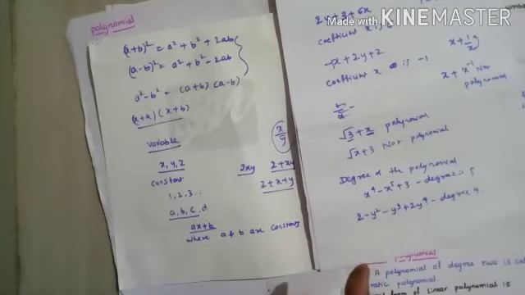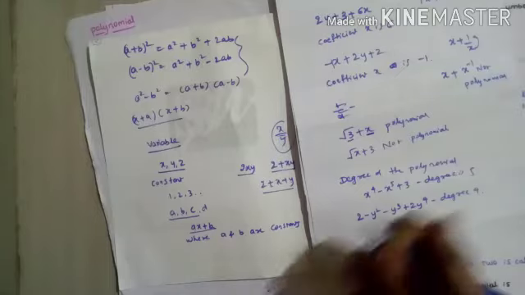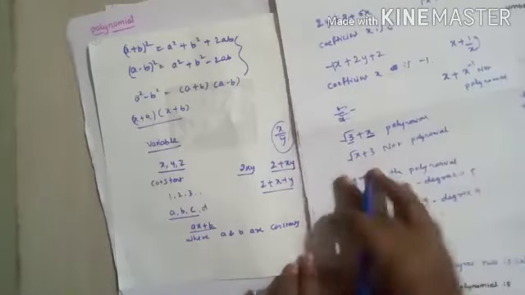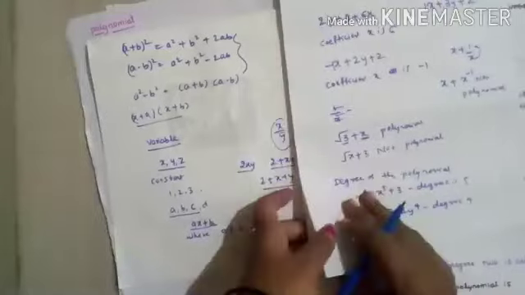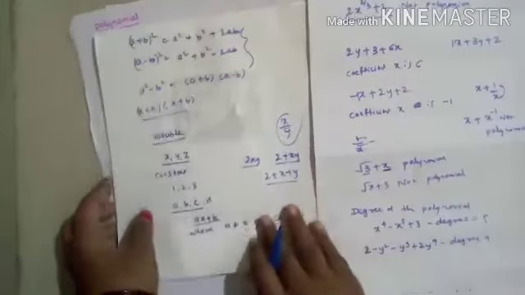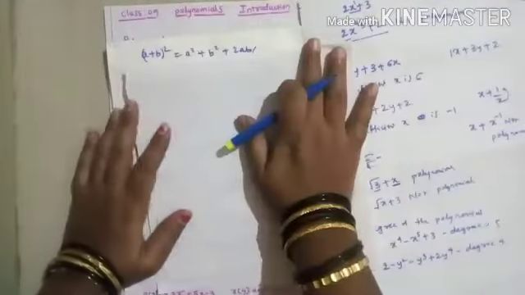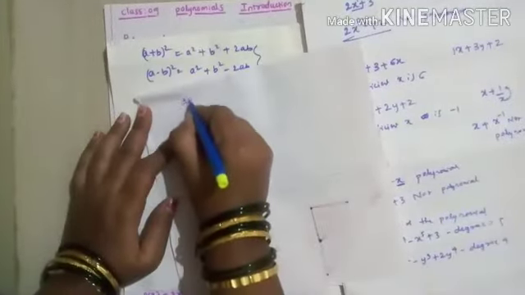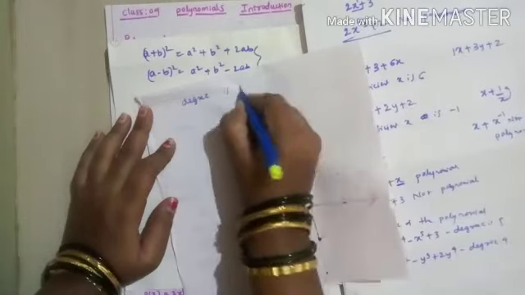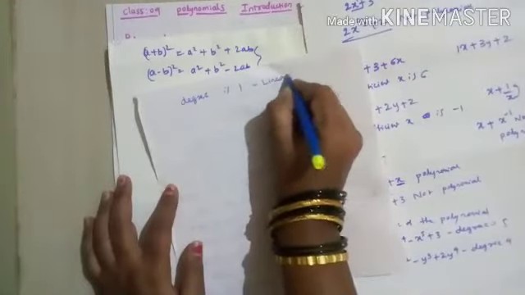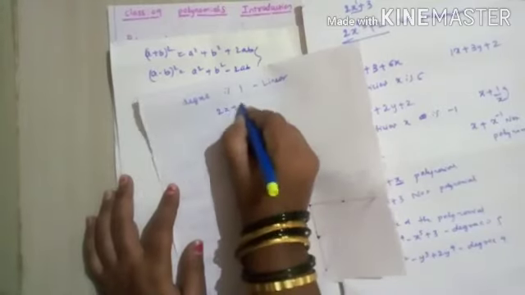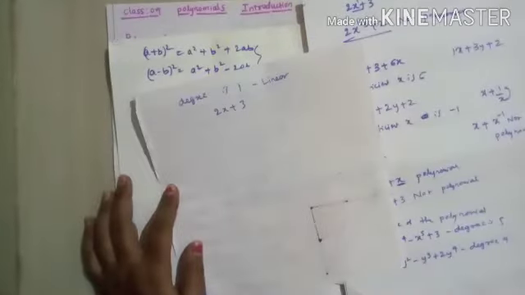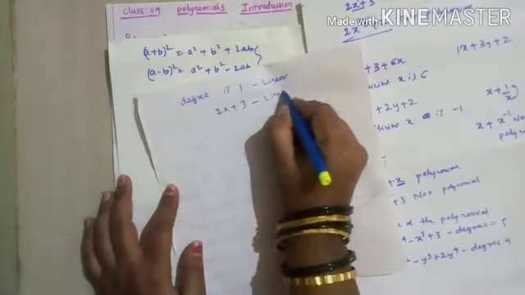And based on these degrees, we are going to learn the types of polynomials. First one is the linear polynomial. Just I will tell you what a linear polynomial is. A linear polynomial means the degree is 1. For example, 2x plus 3. Here the power of x is 1. So degree is 1 means this is called a linear polynomial.